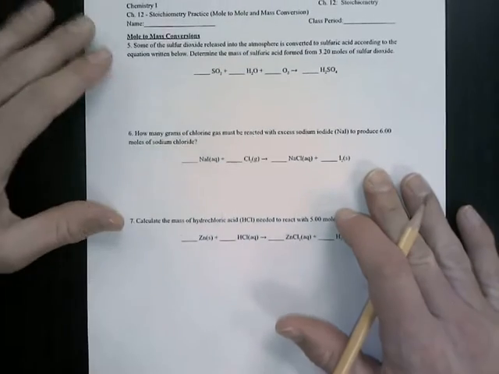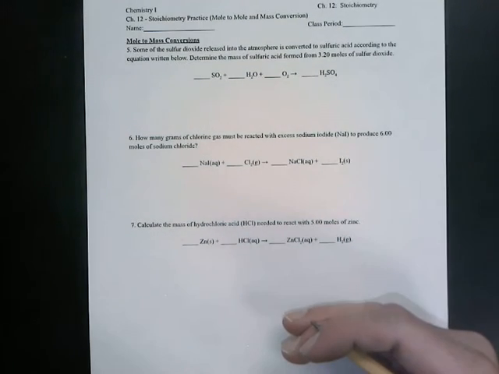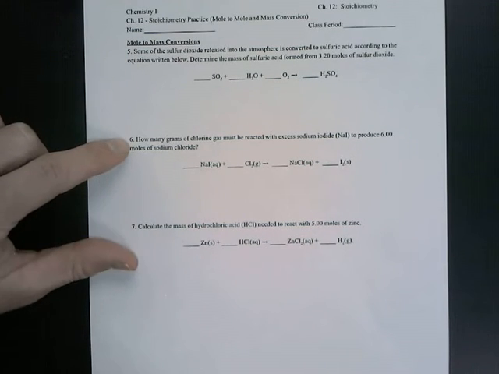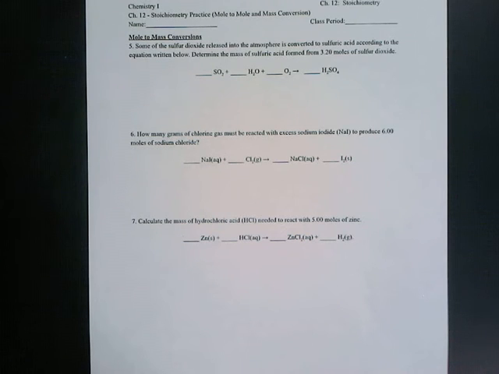All right, so these 3 problems are going to go from moles of a starting substance to mass of another substance. So remember, the first step is always the same, and that's balance that equation. I'm going to show you how to do number 5, and then I want you to do 6 and 7 on your own. Number 5 says, some of the sulfur dioxide released into the atmosphere is converted to sulfuric acid according to the equation written below. Determine the mass of sulfuric acid formed from 3.2 moles of sulfur dioxide.